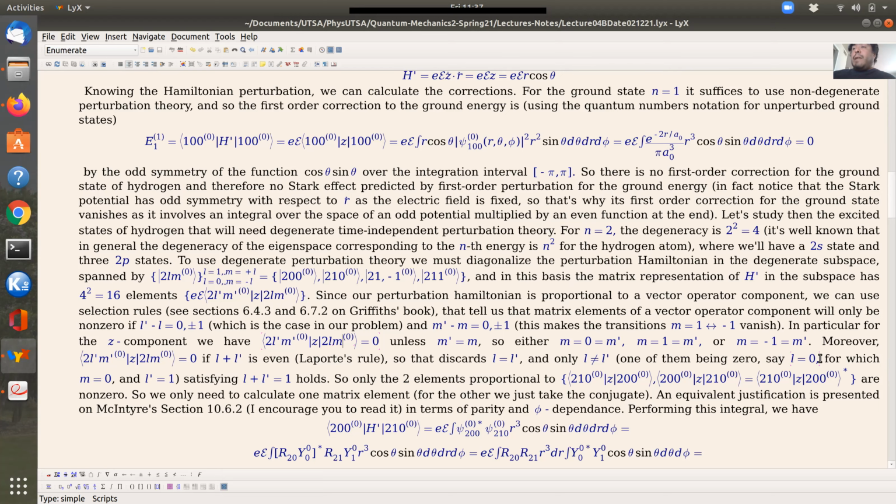And when you have L equal to 0, that automatically tells you that M should be 0, because this is related to the S state. And L prime has to be 1 in this other case, and we know that M prime has to be equal to M from these rules.